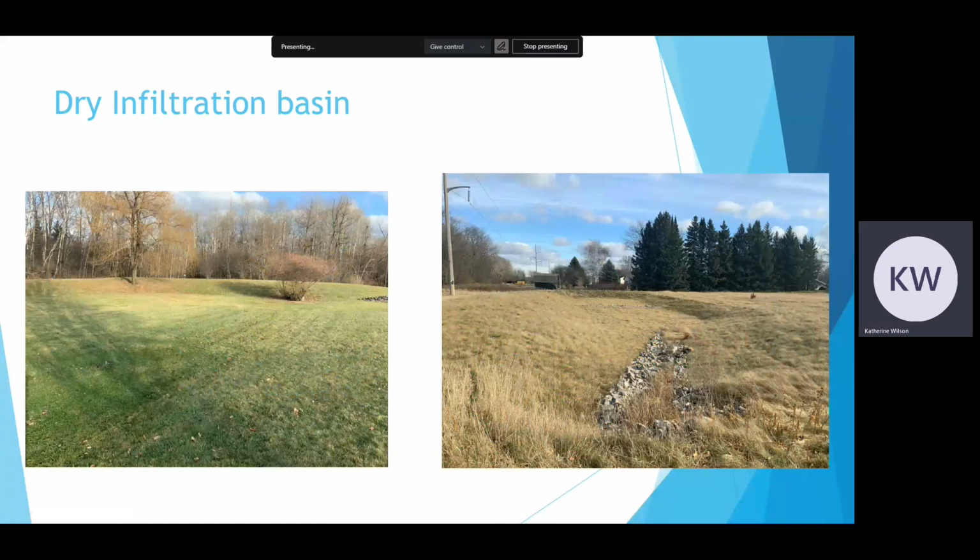Here are a couple of photos. You can see it just looks like a grass depression, but they're designed to handle stormwater and infiltrate it quickly. You can see here is a riprap inlet swale. And this is where all the water is going to run into the basin area and soak into the ground.